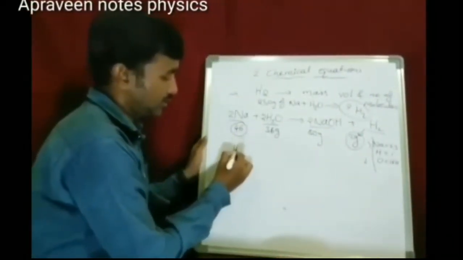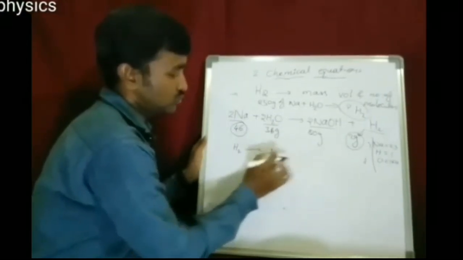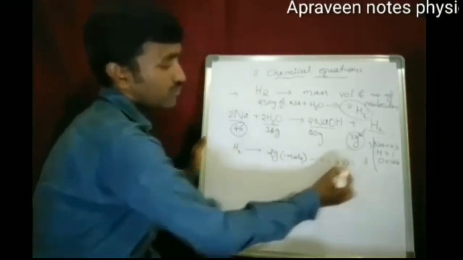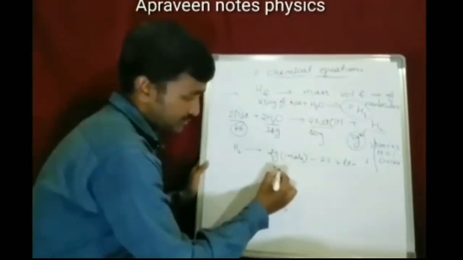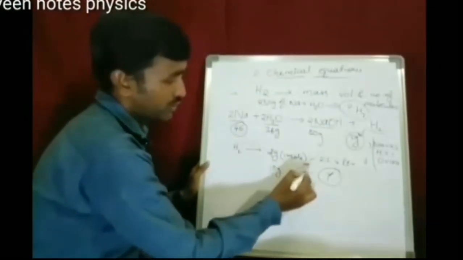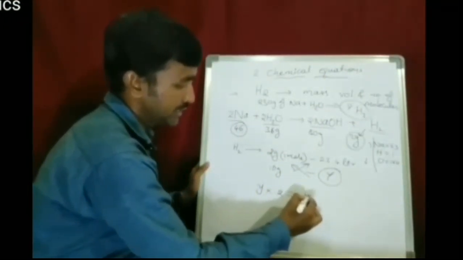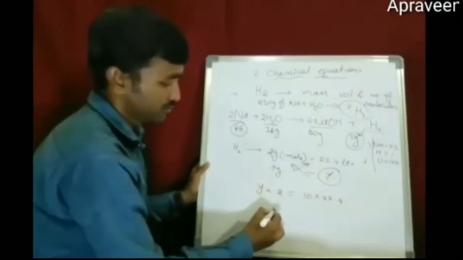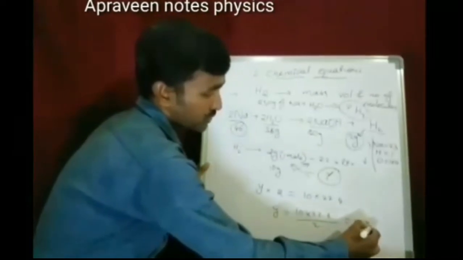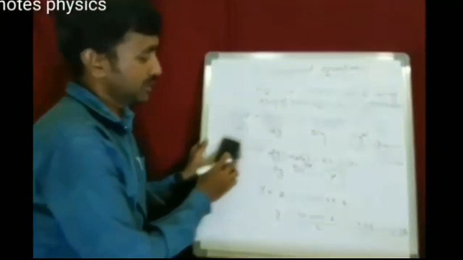So take the hydrogen. If it is 2 grams according to the problem, that means 2 grams equals 1 mole, and it occupies 22.4 liters of volume. Then if it is 10 grams, how many liters? I will take that as y. According to the law of constant proportion, the same cross products are equal. So y into 2 equals 10 into 22.4. Then by transposing, y equals 10 into 22.4 by 2, which is 224 divided by 2, equal to 112 liters. So this is the volume occupied by the liberated gas.